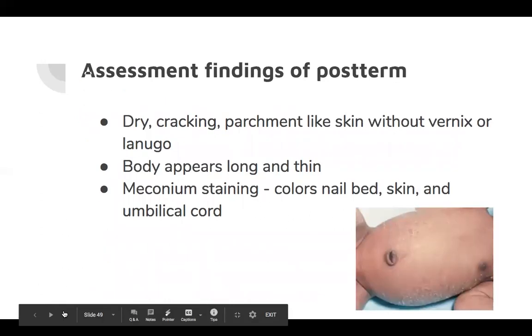So your assessment findings are really important. Dry, cracked skin. They're not going to have the presence of the vernix or the lanugo like your preterm. The body's going to appear long and thin, and you may see meconium staining of the fingernails, nail beds, umbilical cord, and skin.